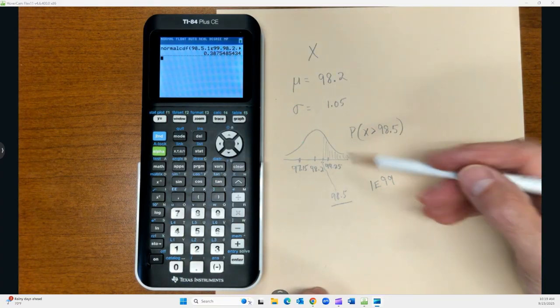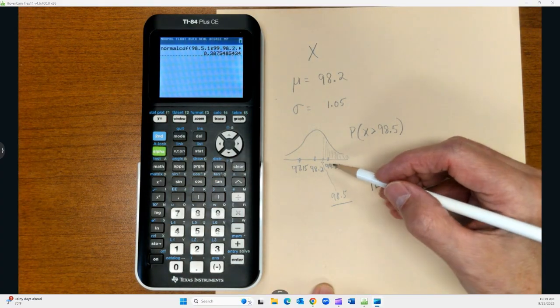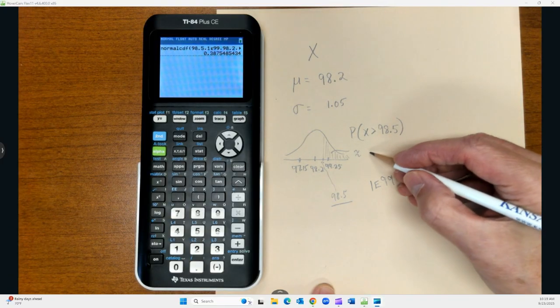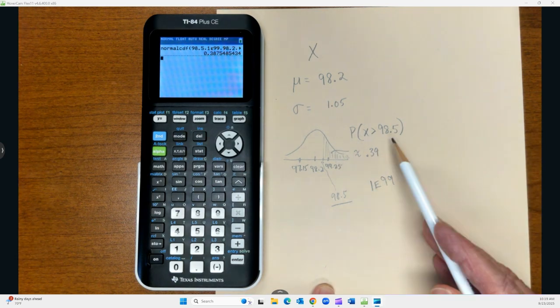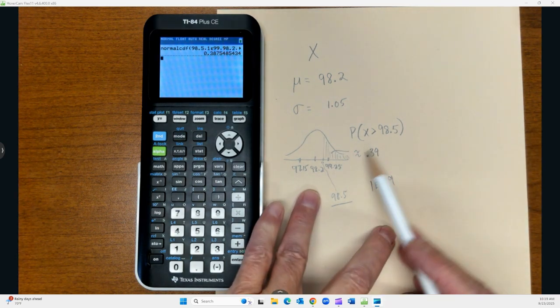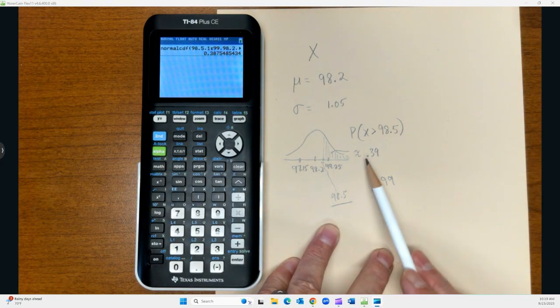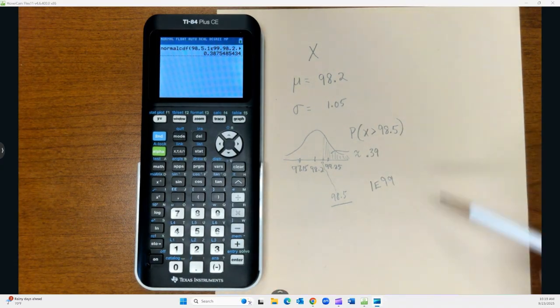Okay, so the region we've shaded represents about 0.39 if we round to two places. So that represents the probability of randomly selecting an individual with a temperature greater than 98.5. It also represents the proportion of the population that's greater than 98.5.